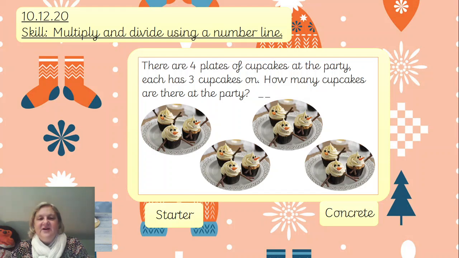Did you get the right answer? Let's check. Let's roll in that answer. That answer is 12. We've got 3, 6, 9 and 12, or we can count them one at a time and reach the same answer.